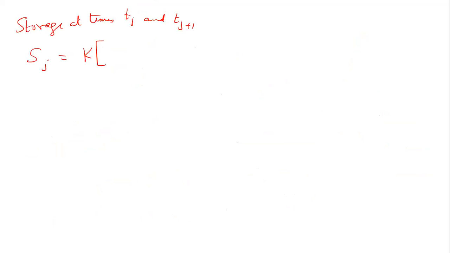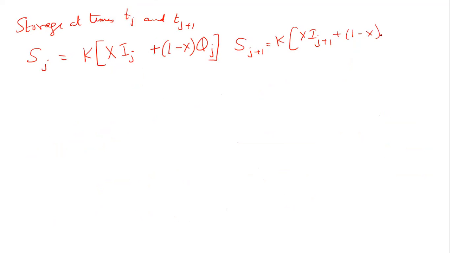Now let me come back to this. I'm going to write this at times j and j plus 1. So S_j will be K times X times I_j plus 1 minus X times Q_j. And similarly, I can write S_j plus 1 equal to K times X times I_j plus 1 plus 1 minus X times Q_j plus 1. This is okay.